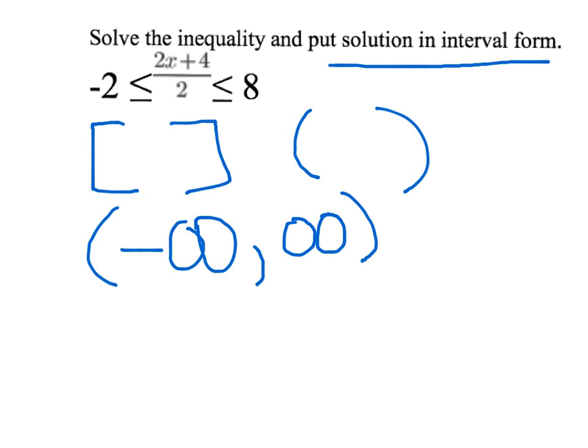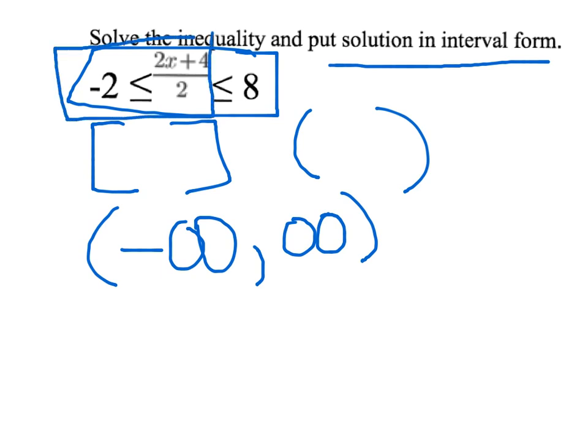Also, when we look at our problem, we see that our variable is in between two different inequalities. So our first step for these inequalities is to break them up into two separate inequalities. Our first one will be negative 2 is less than or equal to (2x plus 4) over 2. And then our second inequality will then add the 8.